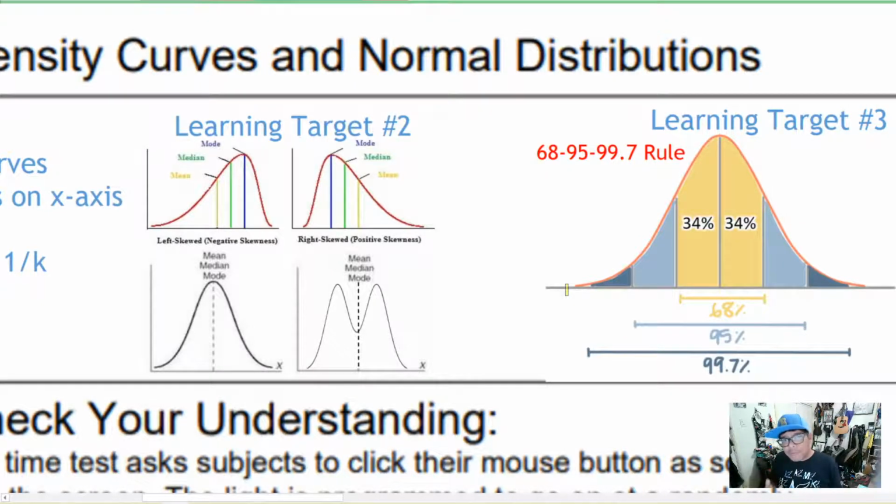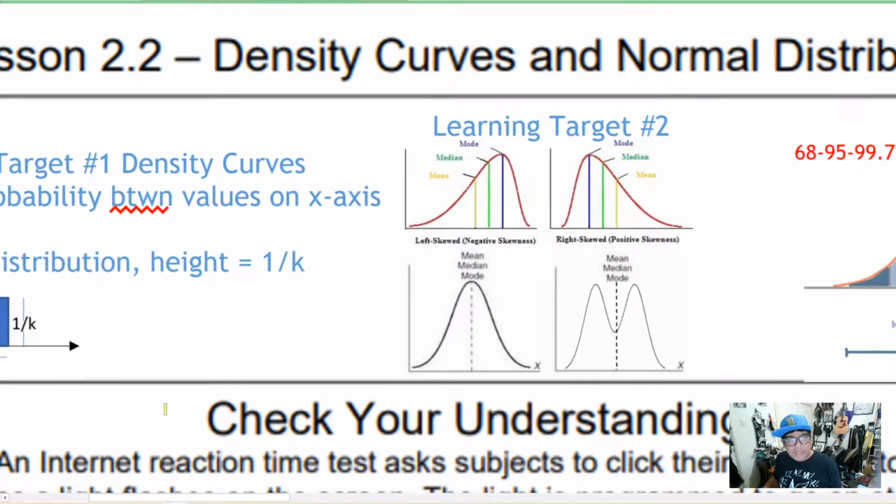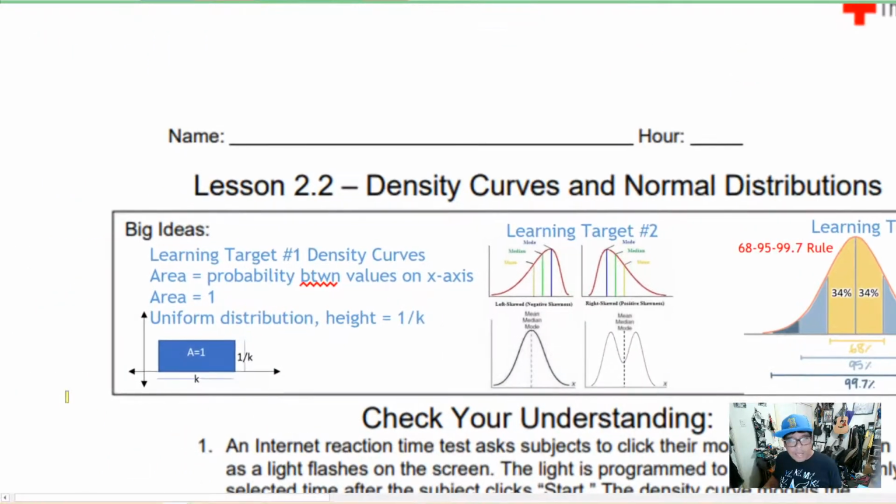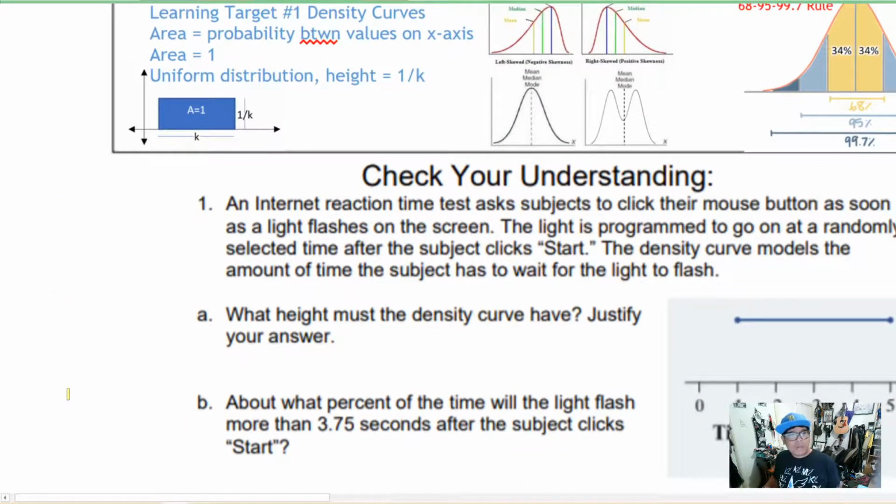Now, mastery of this rule is going to allow you to calculate probability for a lot of different regions just by using addition and subtraction and a little bit of cleverness. So really get well acquainted with that 68, 95, 99.7 rule, and we will begin with our check your understanding.